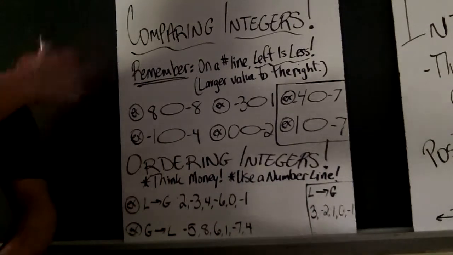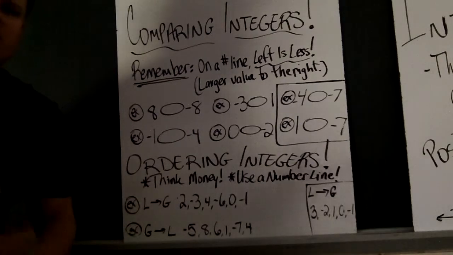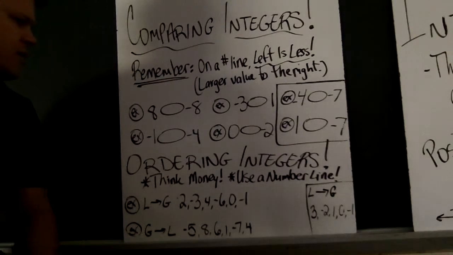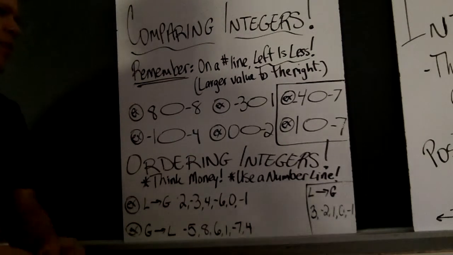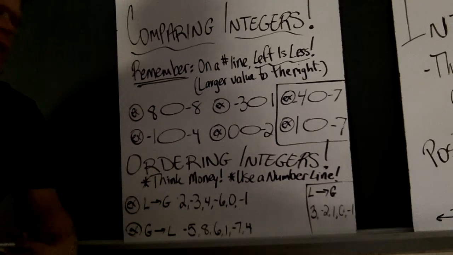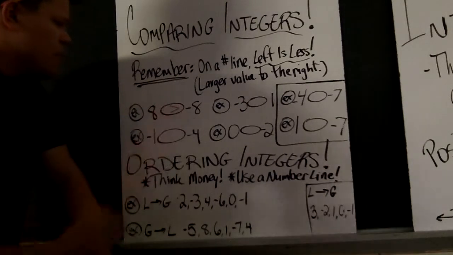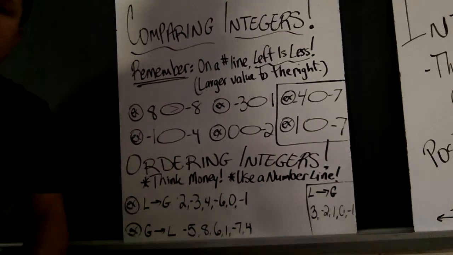And my question to you, and you might want to take a pause here and actually jot them down, try them yourself, because I'm going to solve them right away. What is the symbol that I can place in here, the inequality symbol, that will make this statement true? It is 8 blank negative 8. I would place in there a greater than, because positive 8 is greater than negative 8.